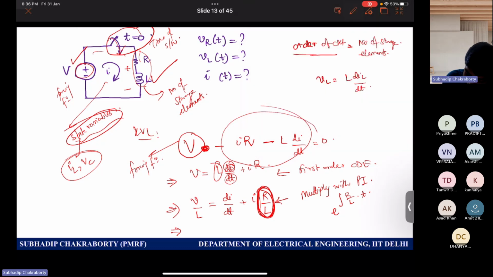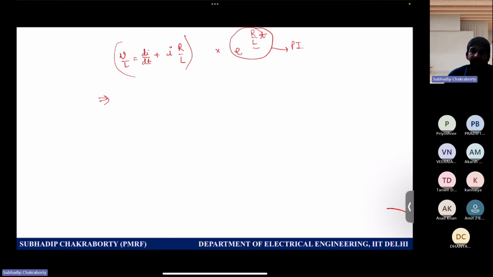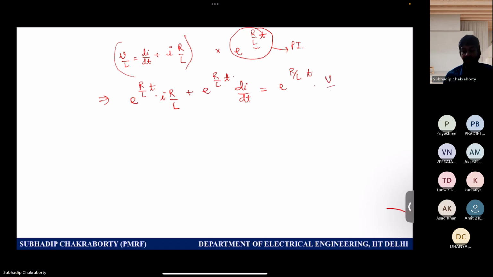So this integration is not there, right? Just e to the power r by L into t. This is the particular integral term. So can you tell me what is it coming? e to the power r by L into t into i into r by L plus e to the power r by L into t into di/dt equal to e to the power r by L into t into V by L. This is coming, right, if you multiply with e to the power r by L on both sides. Everyone getting up to this?